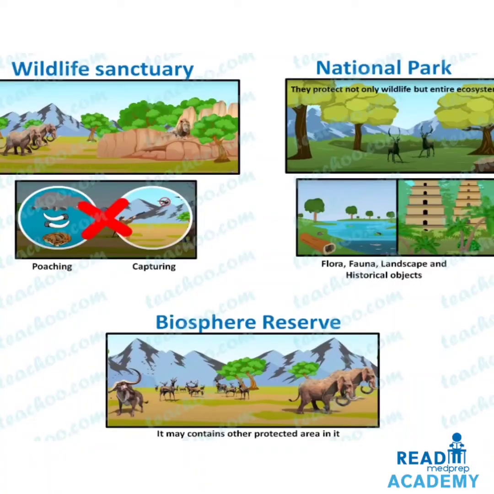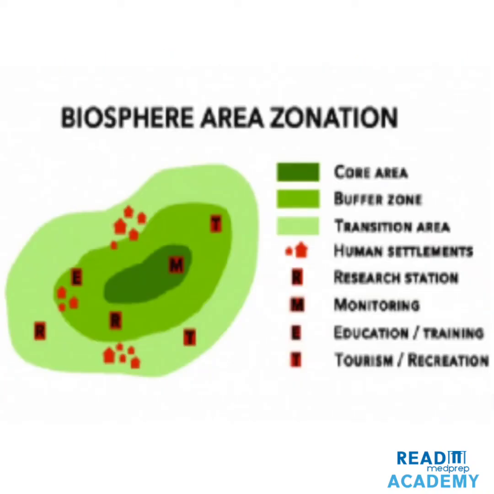Here in this image you can see that the wildlife sanctuary helps in the prevention of poaching and capturing. The national parks protect not only the wildlife but the entire ecosystem: the flora, the fauna, the landscape and the historical objects. The biosphere reserve contains many protected areas. Normally, the biosphere reserve has a zonation. It has a core area in the center.